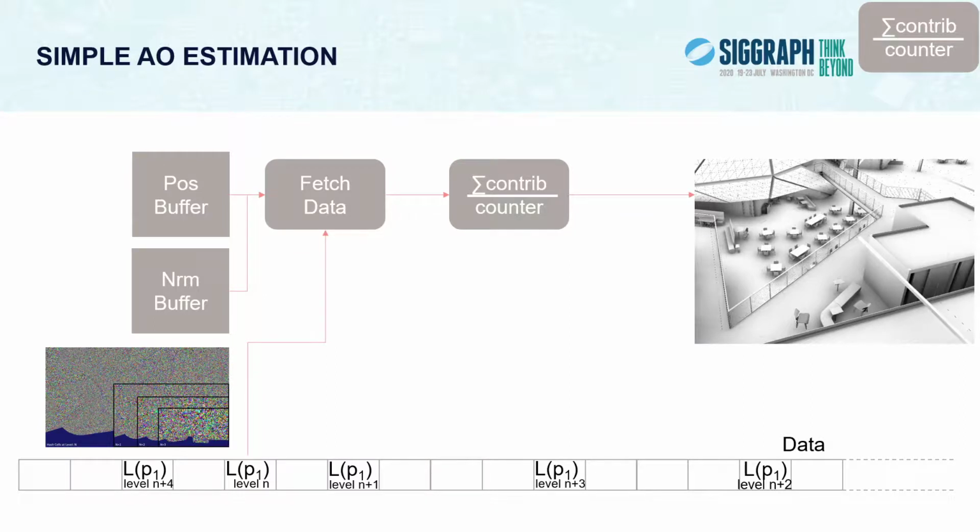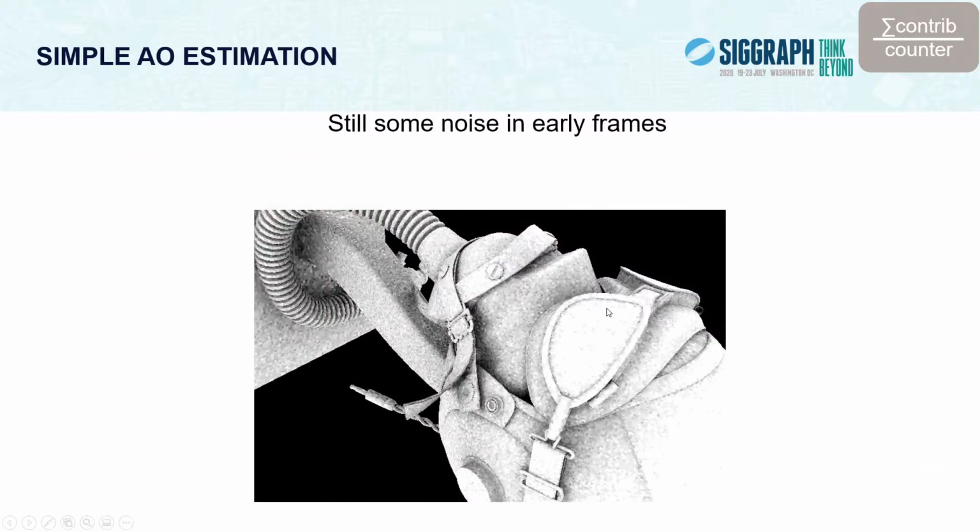Once we have that, we can estimate our ambient occlusion simply by fetching the information that we've been storing during the ray tracing. So here we've got the number of rays that actually don't hit anything and the total number of rays we traced. Divide one by the other and we get an ambient occlusion value for each pixel. Just doing this, however, if we've got not that many samples, we still have some noise.